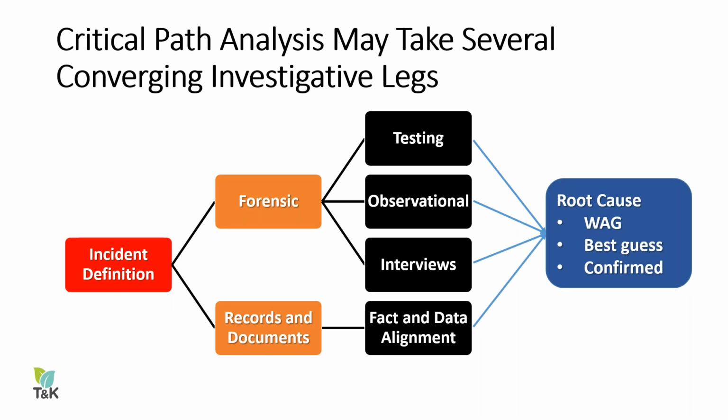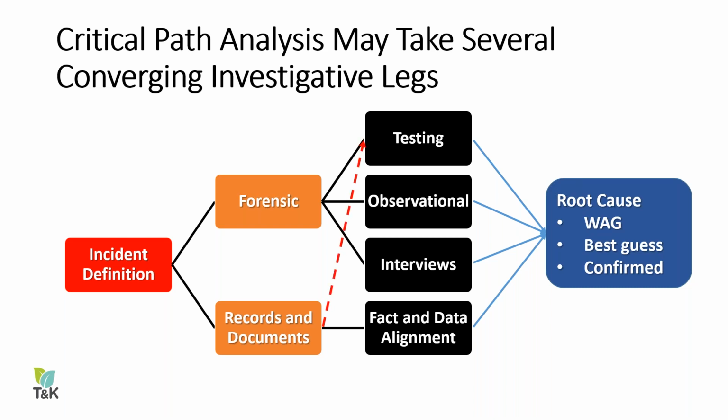So I've broken it out this way because that's just how I tend to approach this, the incident definition or definition of the problem. They're really all related, but I often break it out into the forensic component and the records and documents review component. And obviously they have to go along together, and what you want them to do is really align as you pull together available facts and data with the other things.